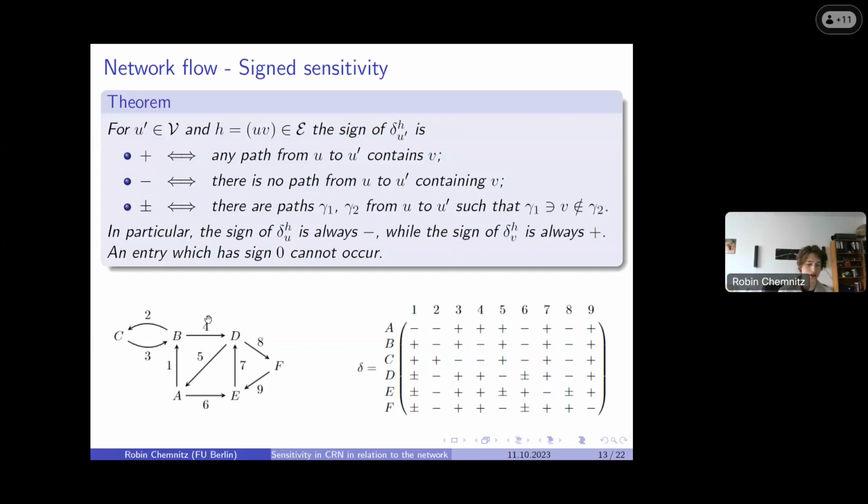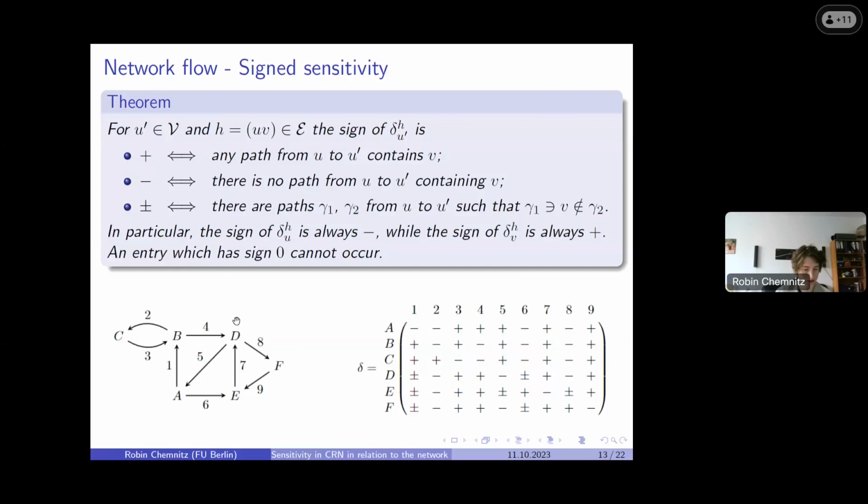And here's a little example. We will just consider one edge. Let's say we consider this edge 8 from D to F. Then we can look in this graph here. So this is the response. And we consider perturbing the edge 8. And these are then all the signs of the responses. And we can see from A to D, they're all negative.